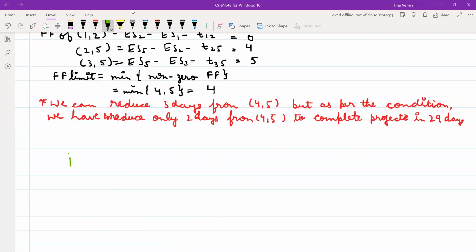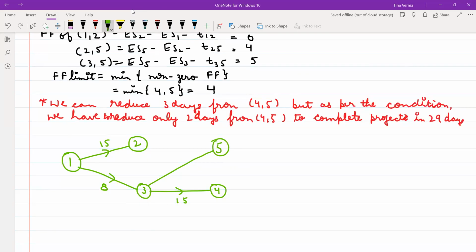So again you will construct your network. 1 to 2 activity, there is no change. This is 15. 1 to 3 activity, there is no change. This is 8. 3 to 4 activity, there is no change. This is 15. 3 to 5 activity, there is no change. It is 18. 2 to 5 activity, there is no change. It is 12. And 4 to 5 activity, पहले कितने दिनों में खत्म कर रहे थे? 8 days में. You have to reduce 2 days. You will complete this activity in 6 days. So this is 6. Is it clear?